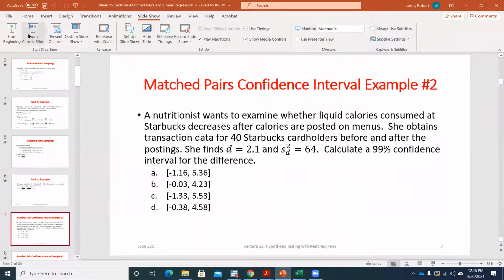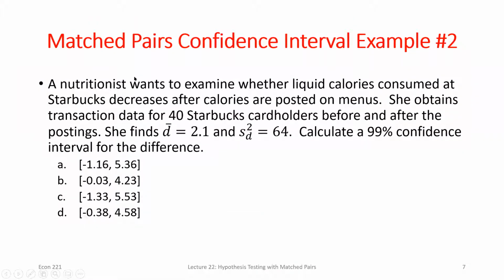So let's work through one more example, and then we'll look at this in Excel. So let's say we have a similar setup where we have 40 Starbucks card holders, so the same 40 people. We had their before and after calorie consumption after the calories were posted on the menu. So the average change in the calories consumed was 2.1. The variance in that difference variable was 64. We've got a sample size of 40.